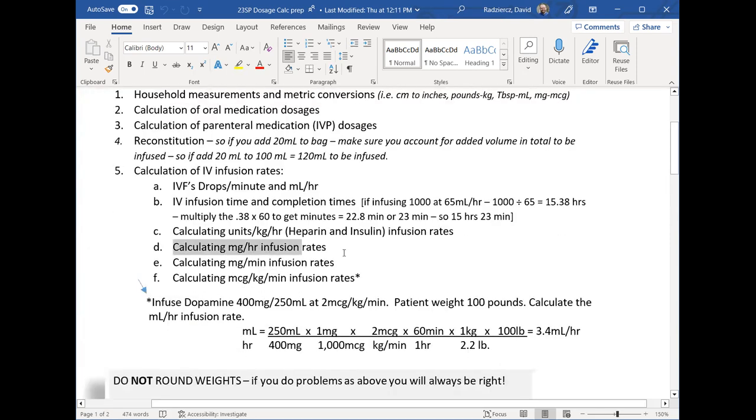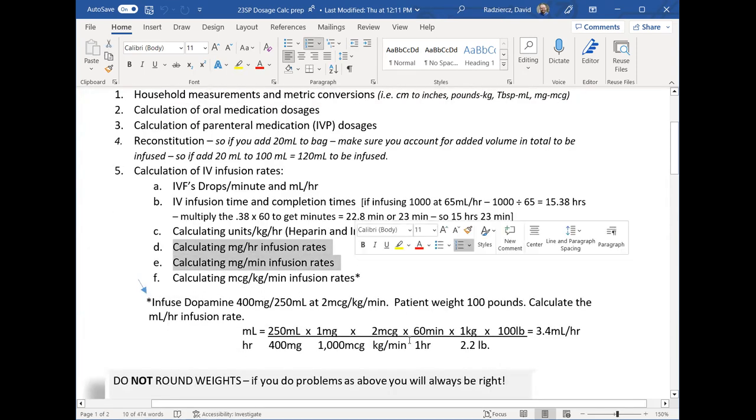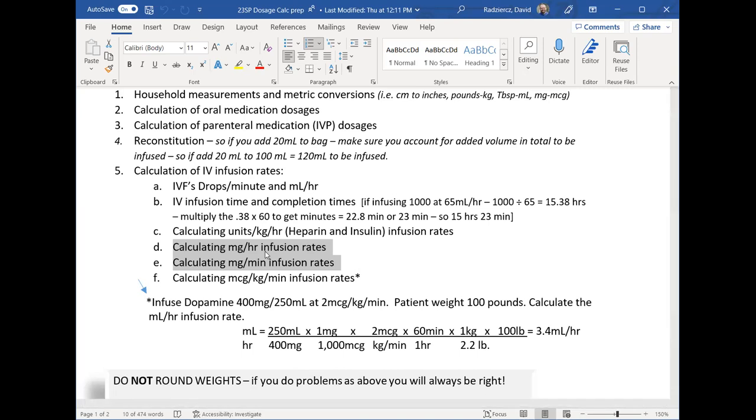Oh, okay. So are you talking about these milligrams per hour infusion, milligrams per minute infusion? Yes. Okay, thank you. All right. Yeah. So this is actually helpful. So first of all, milligrams per hour, milligrams per minute, micrograms per minute. These are all essentially the same thing as doing units per hour, or even units per minute. It's just a matter of finding the conversion.